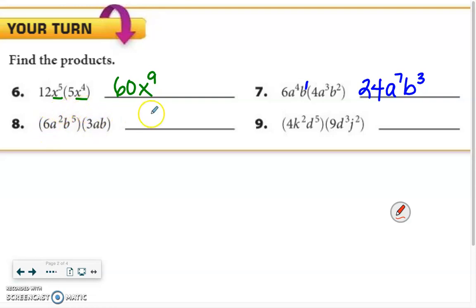Number 8, you have 6 times 3, that's 18. I'm going to put little ones by this A and this B. I have 2 A's, and 1 more gives me 3 A's. And I have 5 B's plus 1 gives me 6 B's. Last one. So 4 times 9 for this last example would be 36.